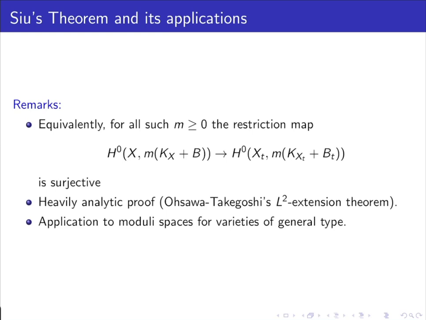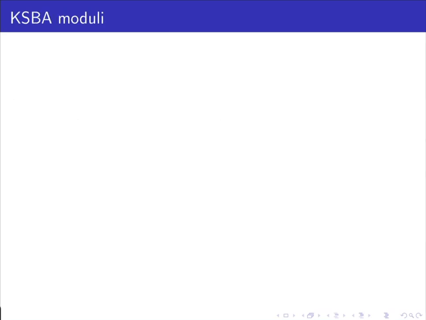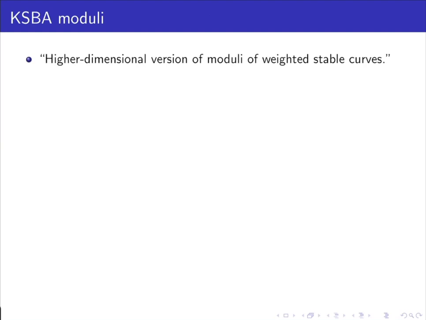And besides being a very natural result to hope for, this also has quite important applications to the construction of moduli spaces for varieties of general type. So let's say a few words about those. These are known as KSBA moduli, and you should think of them as a higher dimensional version of the moduli of weighted stable curves developed by Hassett.